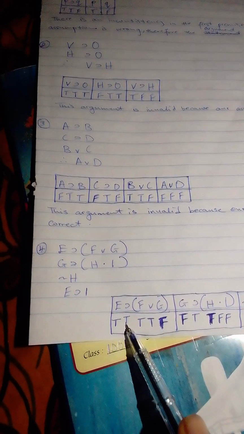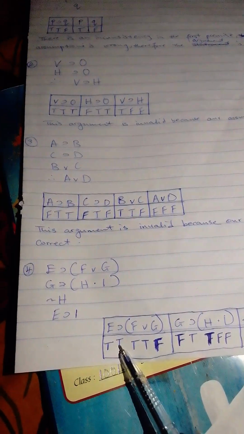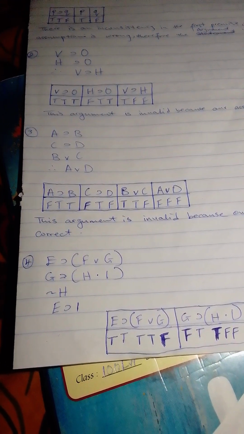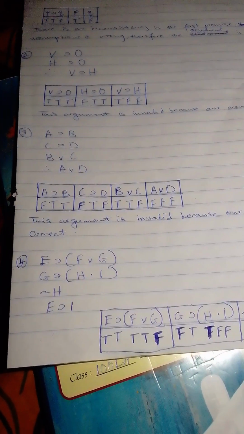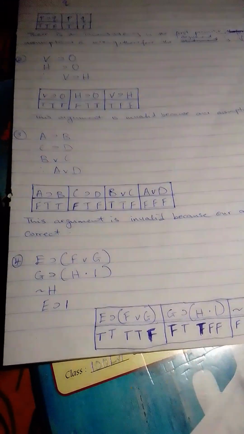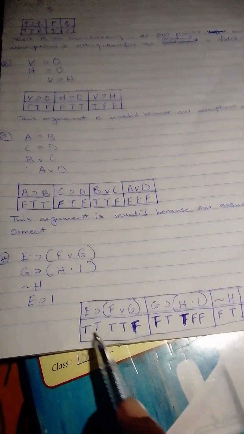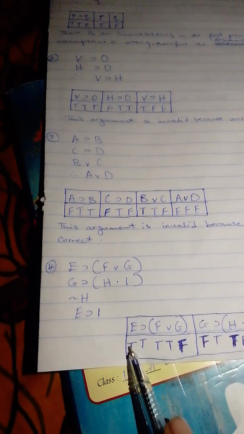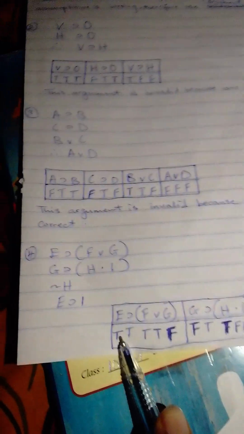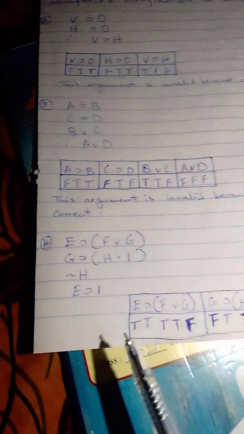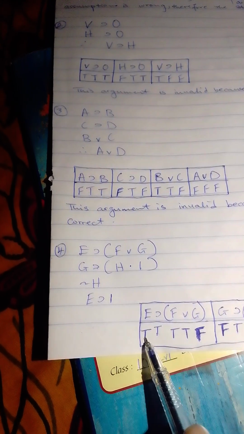So we have truth. You only put the truth or the false in the main operators. So here is true, here is true, here is true, and here is false. So for us to get false in a conditional, we have true and false to get false. So we add true where we have E and false where we have I. So now we have gotten true and true. For us to get true in this conditional, we cannot have F again because we have gotten T.